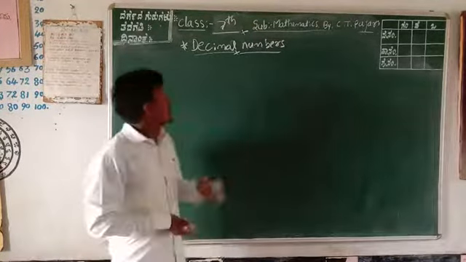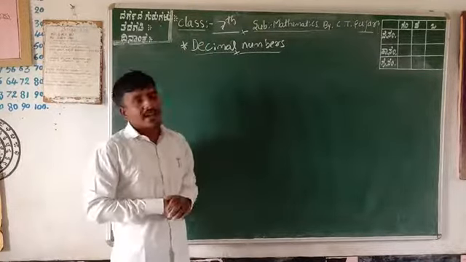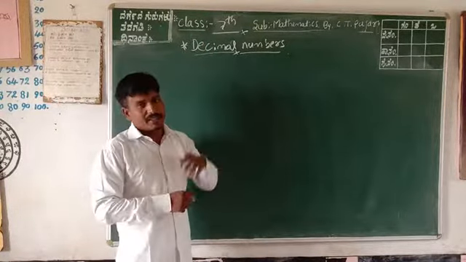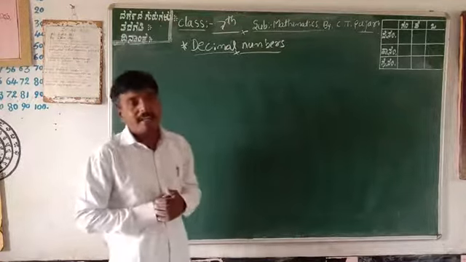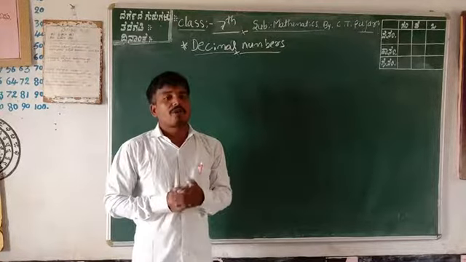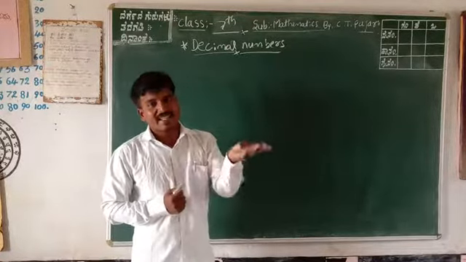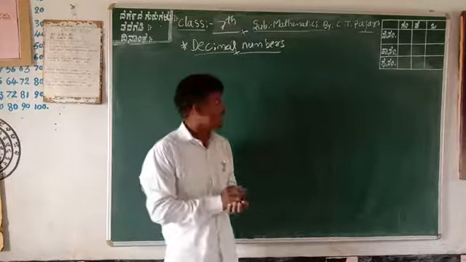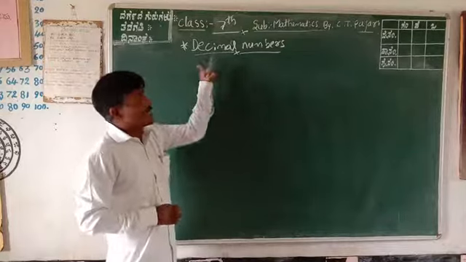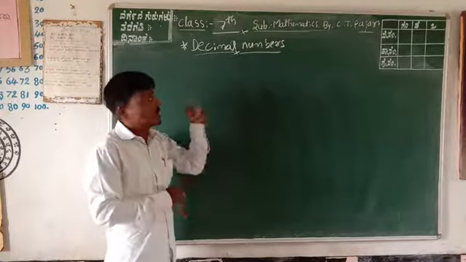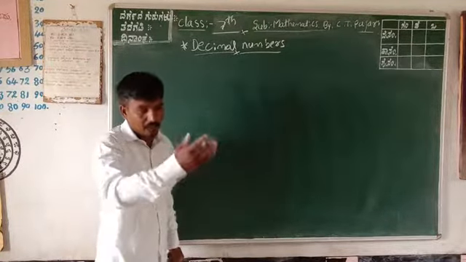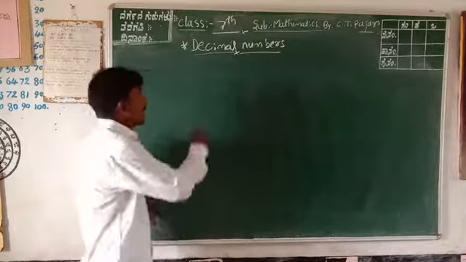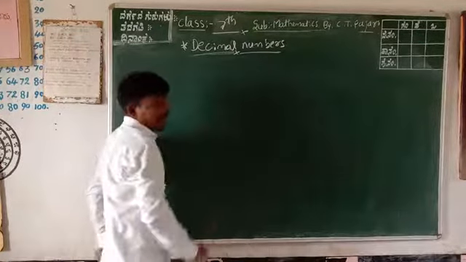Dear students, in your 7th standard, today let us study decimal numbers. Before studying decimal numbers, you will have learned about fractions: the addition, subtraction, multiplication, and division of fractions. The next topic is decimals. What is the meaning of decimal numbers? You will learn about types of numbers also. Today, only decimals. What are decimal numbers?